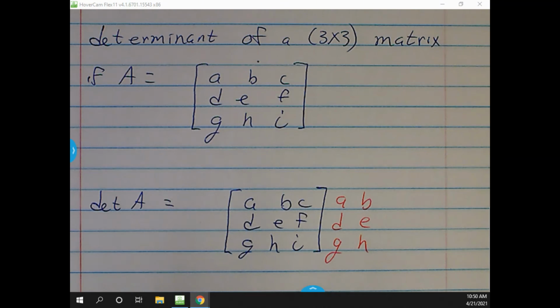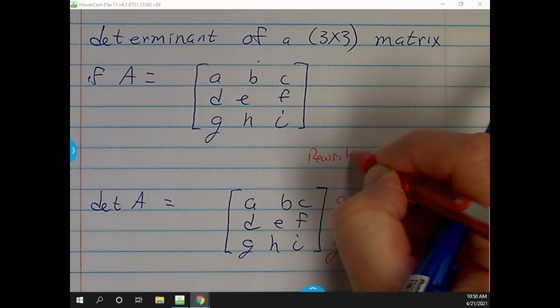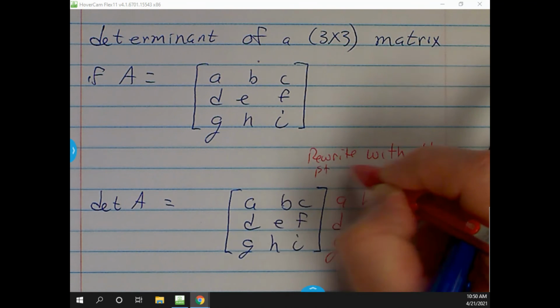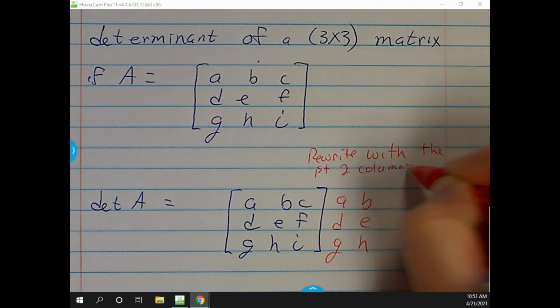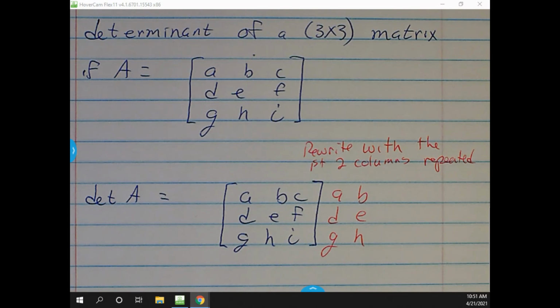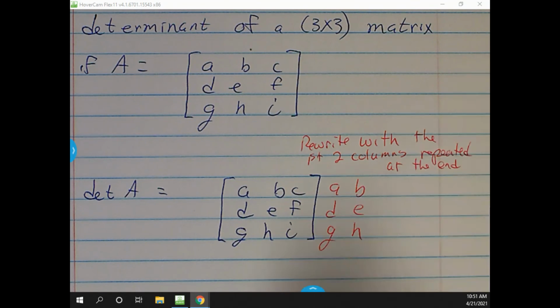Okay, so if that's our matrix, to find the determinant you're going to rewrite the same matrix, but then add on the next two columns. We're just rewriting it with the first two columns repeated at the end, or on the side, however you want to say it. It doesn't really matter how you say it for this part. I still didn't leave enough room on this one.